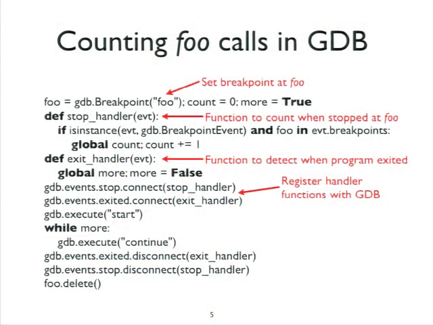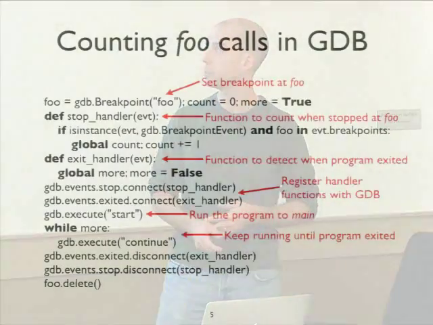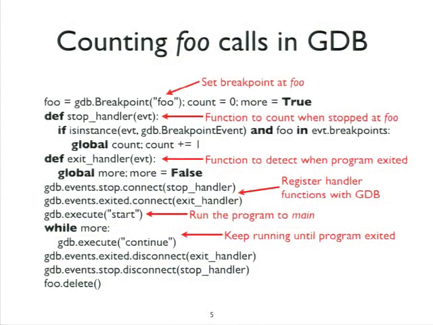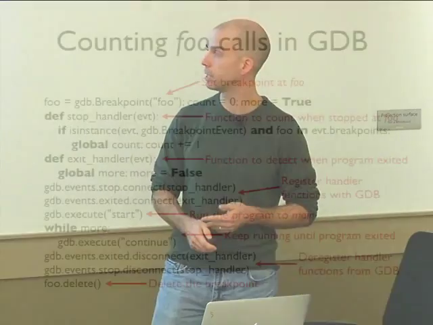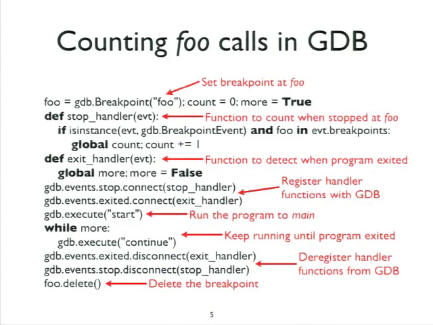The connect functions are going to assign the breakpoint to a particular handler, to these two handlers, the breakpoint and the exited, the exit status. And then finally, we're going to start the program, and we're going to start the script, and the script is going to basically keep running the program until it's finished, at which point the count variable in Python is going to contain the total number of calls to foo. And then we can disconnect these and delete the breakpoint.